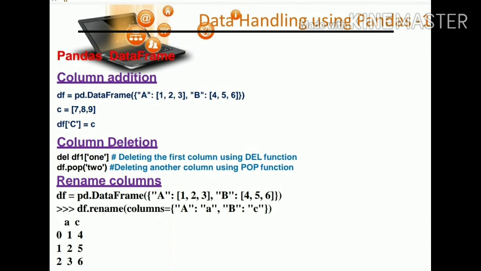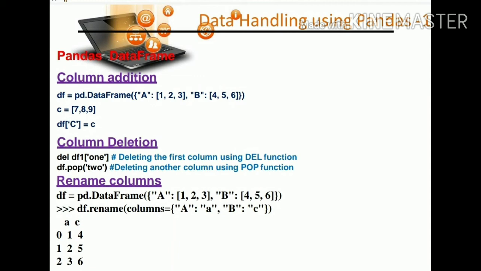In a data frame, you want to add columns. df equals pd.DataFrame, A is the first column with content 1, 2, 3, B is the second column with content 4, 5, 6, and C is the third one, 7, 8, 9. C is the list in which 7, 8, 9 is written. df['C'] = C means we are creating the third column, the name of the column is capital C, and the values are those given in variable small c, that is 7, 8, 9. So A, B, C will be the 3 columns with values 1, 2, 3, 4, 5, 6 and 7, 8, 9. I hope it is clear. Means we have added the third column C afterward by using this command.